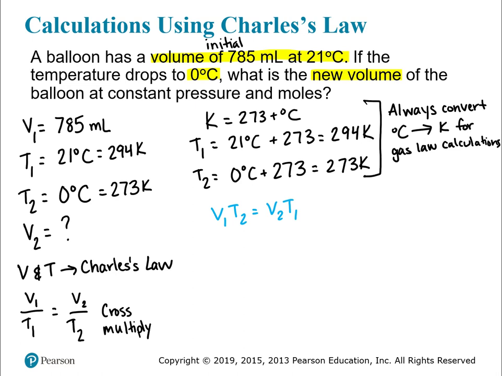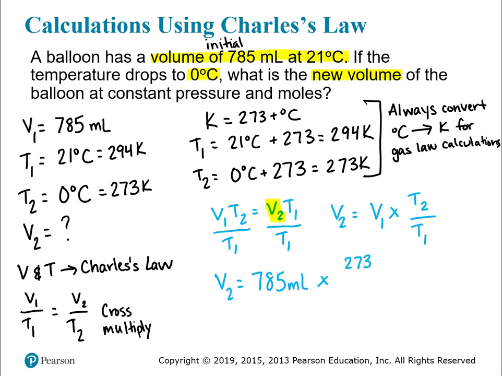Now we go back to our problem and what we've written out to see what variable we're solving for. And we need to figure out V2. Divide both sides by T1, and we get that V2 is equal to V1 times the ratio of T2 over T1. Now we put all our numbers in. Our initial volume is 785 milliliters. T2 is 273 Kelvin. T1 is 294 Kelvin.